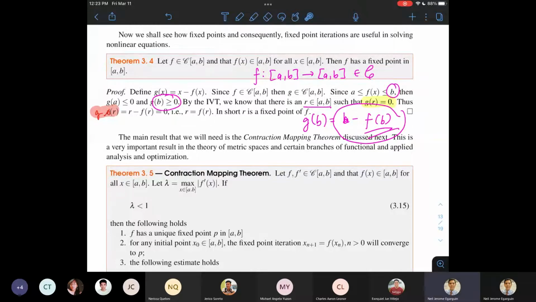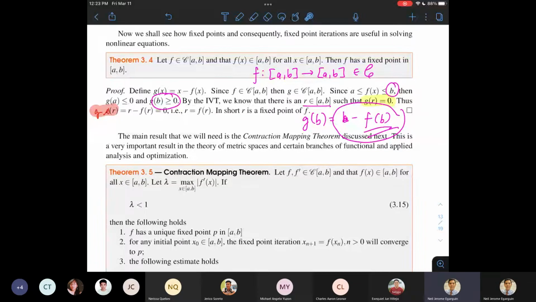Now, I have a typo in the proof. R of r yata yung sinulat ko. Dapat g of r siya. So we know that g of r is equal to 0, but g of r can also be computed by plugging in r into this function. All right? So magiging r minus f of r equal siya kay 0. And then a little bit of manipulation will give us this guy. R is equal to f of r. So here, r is the promised fixed point of the function f.